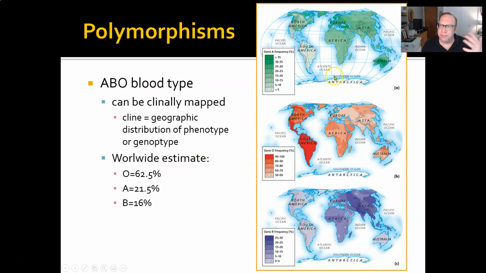It might not look it by comparing these maps, but remember the percentages are very different. So the lowest gene frequencies mapped for gene O are 50 to 60%, whereas the highest frequencies for A are above 35 and 25 to 30 for B. So O is worldwide the most common, but when we actually look at the map in Asia, it's not nearly as common as it is in South America. Then you have A, and then you have B.